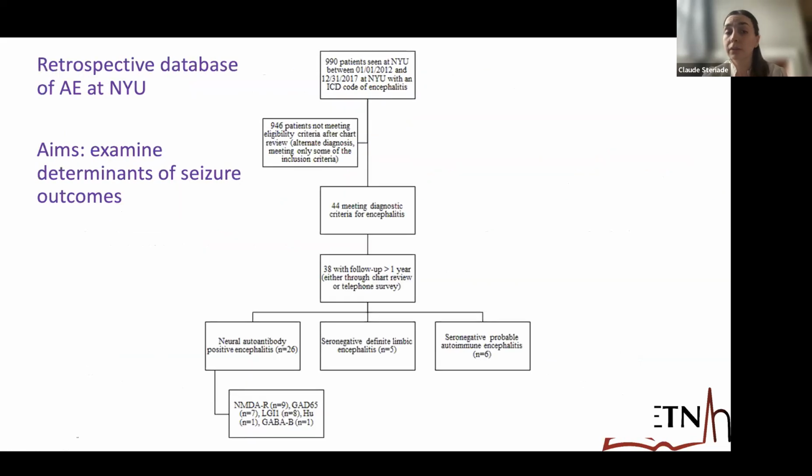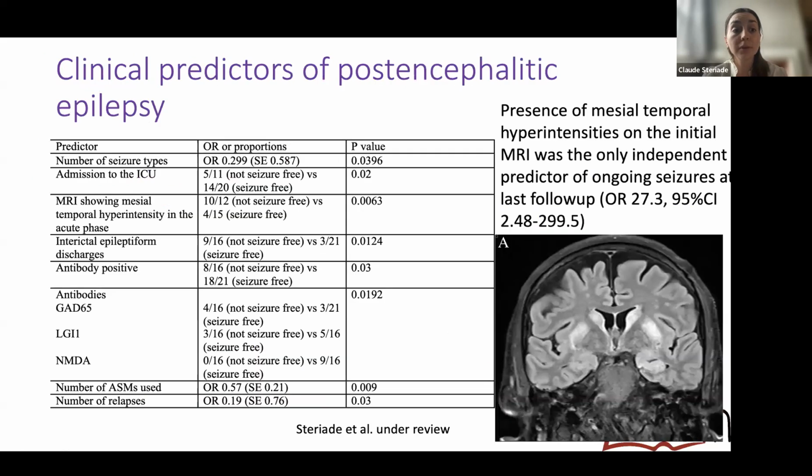So we tried to look at determinants of seizure outcomes ourselves at NYU in our database. We built this database by reviewing a bunch of charts that had a diagnostic code of encephalitis. The interesting part here is that if you actually look at the charts, the majority don't have encephalitis if you actually use strict diagnostic criteria. And this has since grown from 38 to about 85. We had a combination of antibody positive, but also seronegative patients, and we used pretty strict diagnostic criteria to determine this. And what we found was that there were a couple factors associated with postencephalitic epilepsy, some of which are listed here on a bivariate analysis, but the one that survived the multivariate analysis was the presence of mesial temporal hyperintensities on MRI upon presentation. Which you can see an example of here.